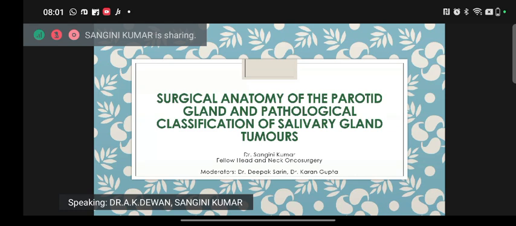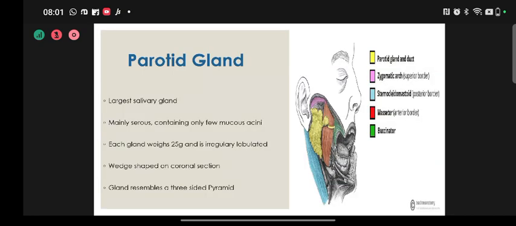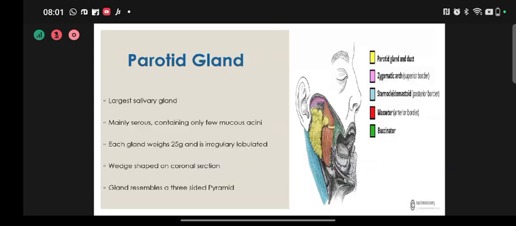I'm Dr. Sangini. I'll be presenting the surgical anatomy of the parotid gland and the pathological classification of salivary gland tumors. My talk will be divided in two halves. The initial half will be focused on the surgical anatomy, and the latter half will be regarding the pathological classification of tumors and the peculiarities. So I would like to begin with the surgical anatomy.